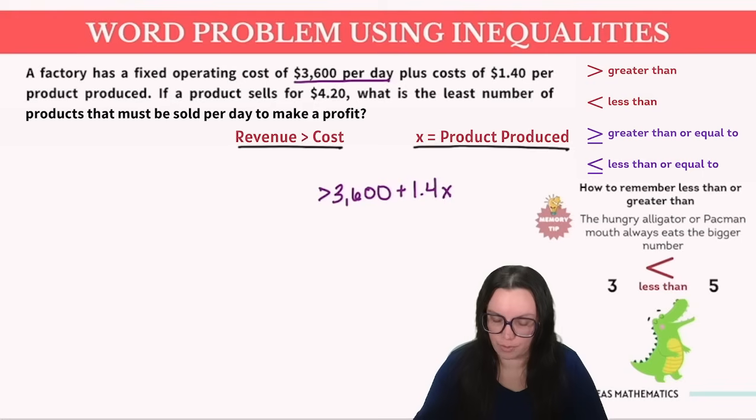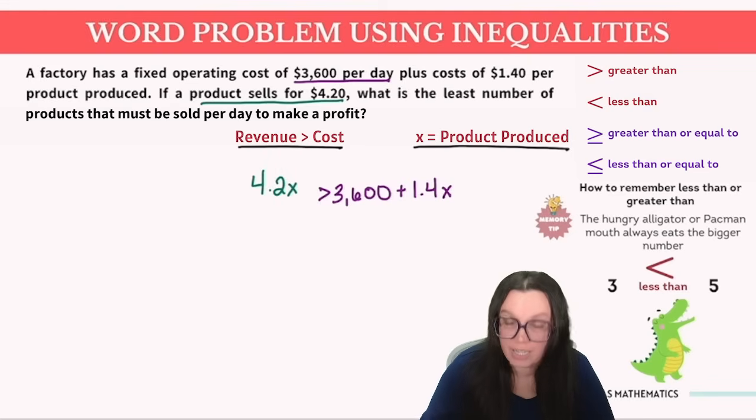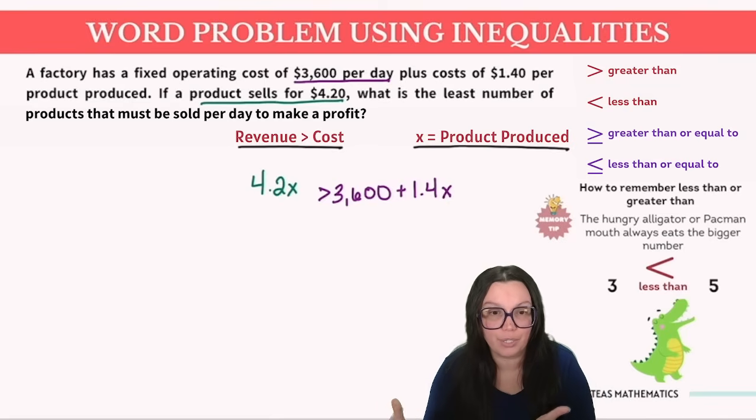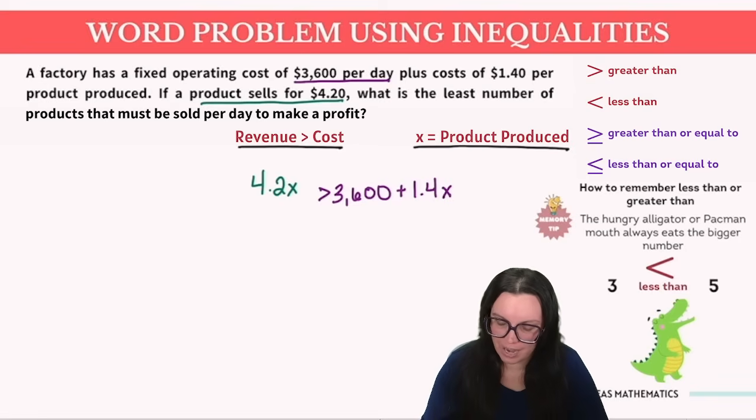Now we need to figure out our revenue. So our revenue, we have it right here. It states that we sell the products for $4.20. So we're going to plug in that $4.20 on the one side. And we also need to plug in X because X is our products that are being produced. So now we have our equation. 4.2x is greater than $3,600 plus 1.4x.